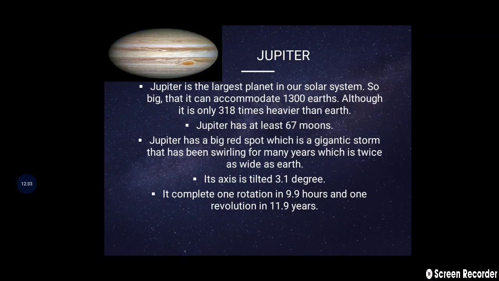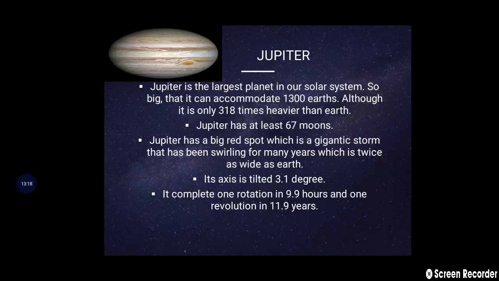Now next is our planet Jupiter. Very interesting. Jupiter is the largest planet in our solar system. So big that it can accommodate 1,300 Earths. Look at the number. Although it is only 318 times heavier than Earth. Jupiter has at least 67 moons. At least 67. Look at the number of moons. Compared to Earth, it is very high. Jupiter has a big red spot, which is a gigantic storm that has been swirling for many years, which is twice as wide as Earth.